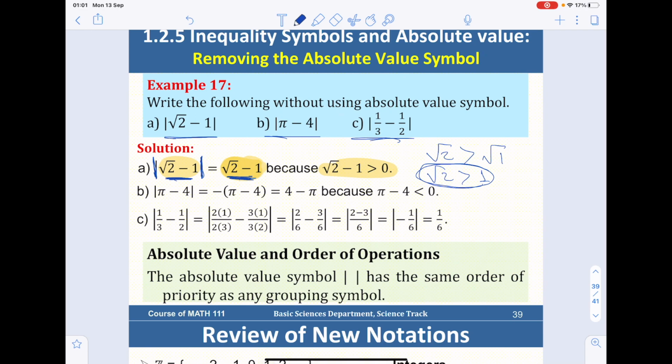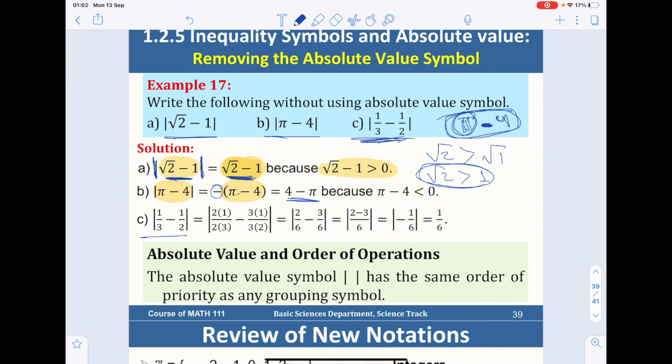Now let's see part b, pi minus 4. Same thing. You know that pi is approximately 3.14. So this value would be negative, because when we subtract two numbers, we take the sign of the larger number, and 4 here is larger than pi. So the answer would be negative. Since it's negative, this value will come out of the absolute value after we times it with negative. Timesing this with negative, we just change the sign of the inside terms. So the answer would be 4 minus pi.